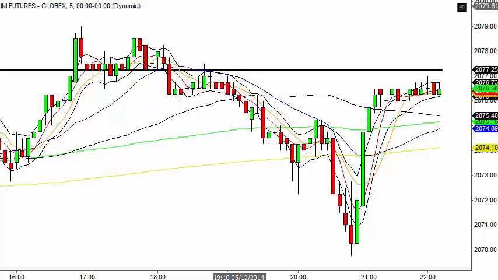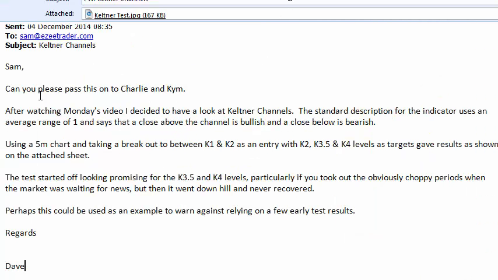But firstly, we did get an email. Well, we had several emails come in, but here's one from Dave. I've taken his email off. Sam, can you pass this on? So what he did, as you can see here, he said, okay, I've had a look at this. The standard description of the indicator uses it as an average range of 1 and says that a close above the channel is bullish and a close below the channel is bearish.